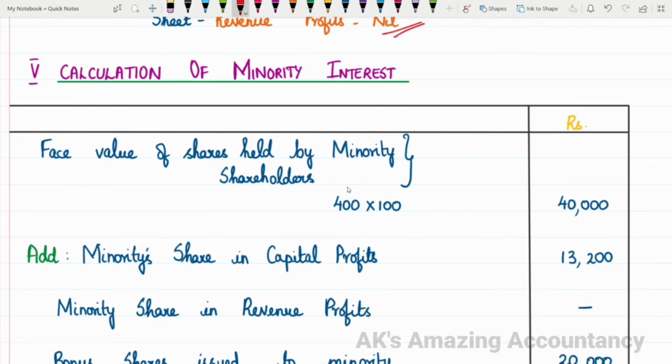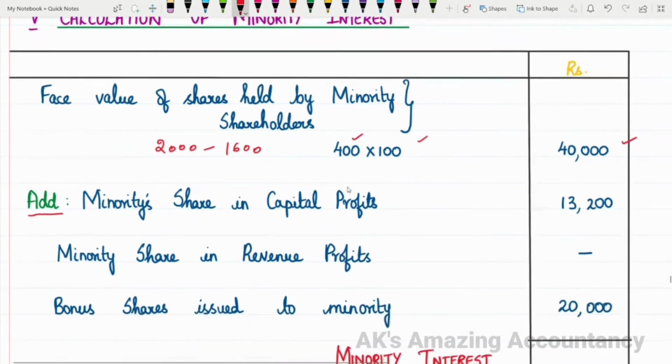So 2,000 minus 1,600 will give you 400, isn't it? Those 400 shares are held by minority shareholders. So now the face value of the shares held by minority shareholders will be 400 into 100, which will give you 40,000. With this, you have to add minority share in capital profit and minority share in revenue profit. We have already found out how much is minority share in capital profit, that is 13,200, and there is no revenue profit here, so minority share in revenue profit is nil.